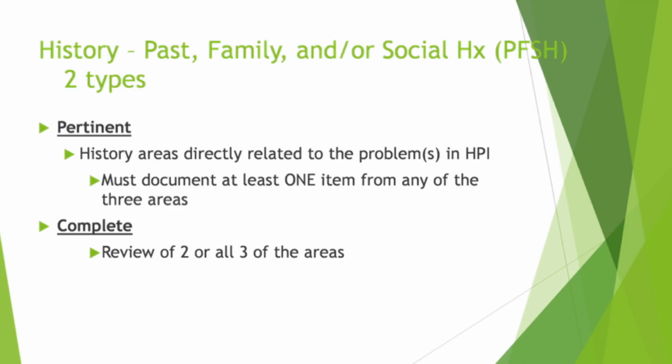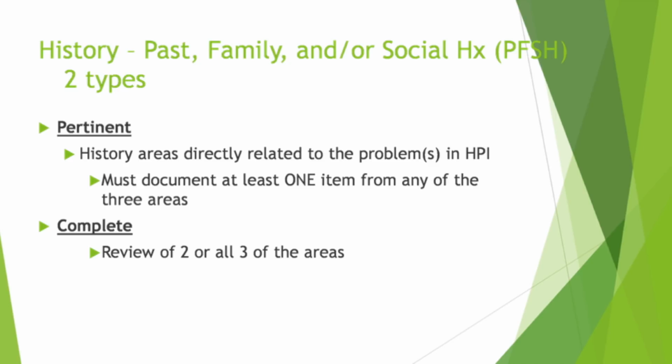We then lump the remaining history, the past medical, family, and social history, into a group called PFSH for past, family, and/or social history. The 2 types of PFSH are pertinent and complete. A pertinent PFSH is a review of the history areas directly related to the problems identified in the HPI. The pertinent PFSH must document at least 1 item from any of the 3 history areas.